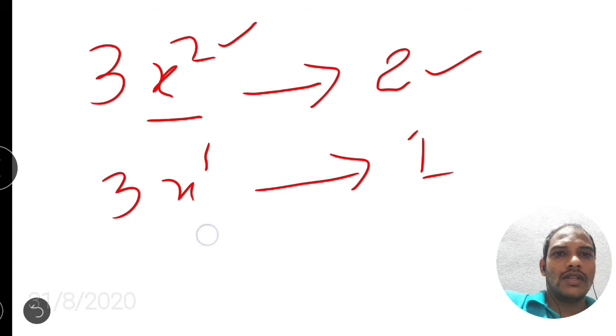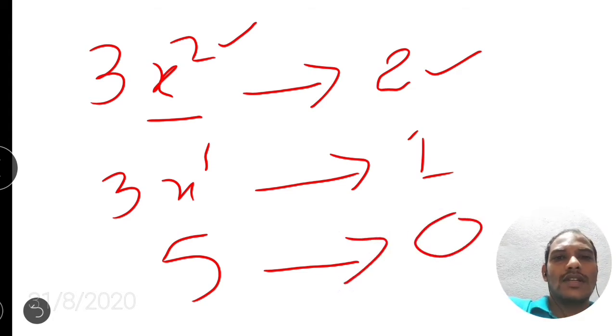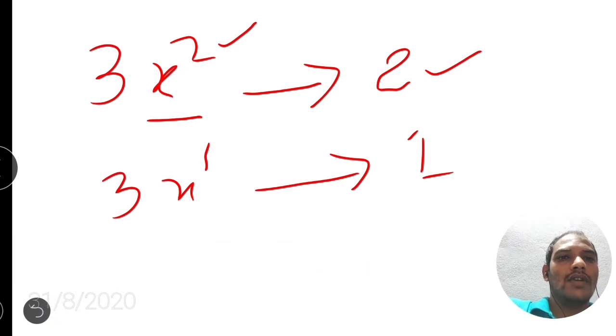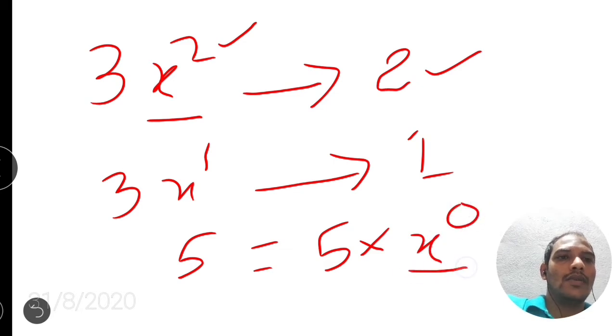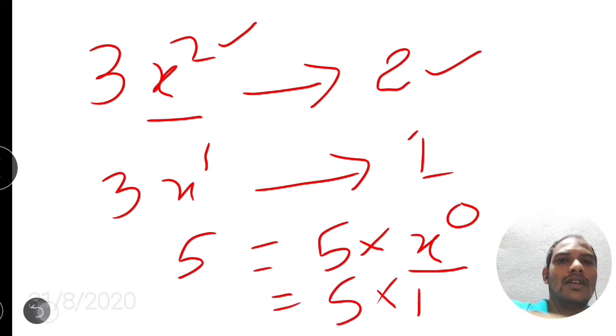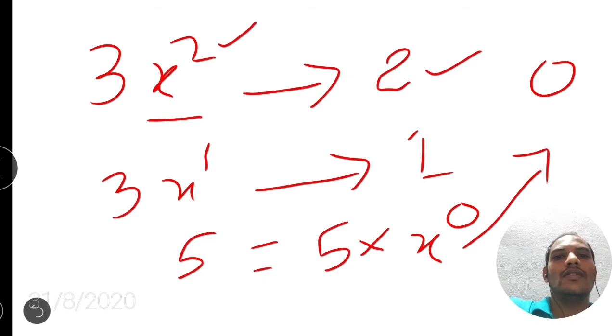Next, one more example, 5. 5 is a constant number. So what is its degree? Its degree is 0. The degree of a constant number is 0. Why? Because 5 can be written as 5 into x to the power of 0, and x to the power of 0 is 1. So 5 into 1 is equal to 5. So we can write 5 as 5 into x to the power of 0. Then the degree of a constant term is 0.